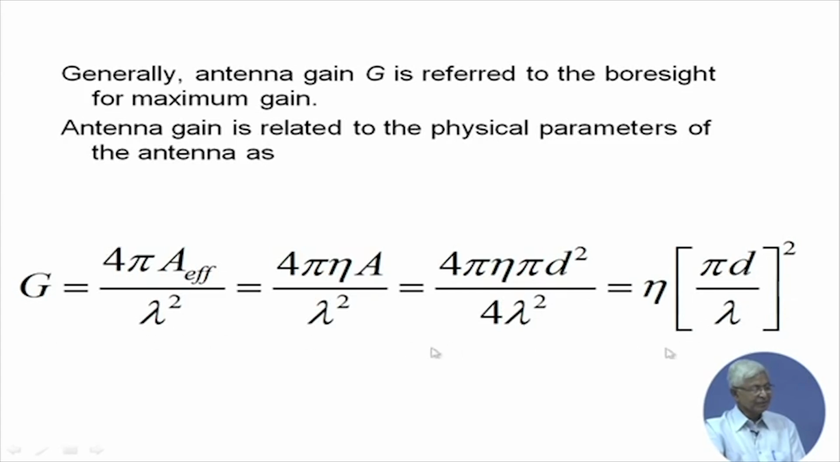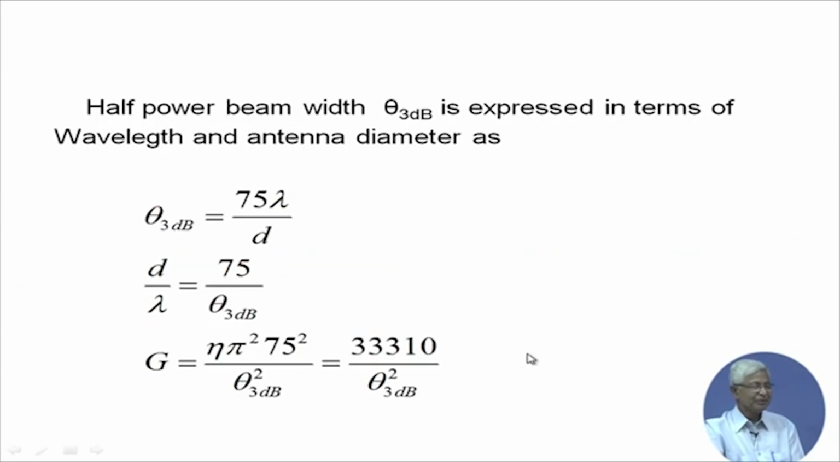Now, this also can be related to theta 3 dB, which is nothing but the beam width. The half power beam width theta 3 dB is expressed in terms of wavelength and antenna diameter. It depends on the radiation pattern of the antenna, and generally in the case of a satellite antenna, because higher focusing ability is required, we use a parabolic reflector.